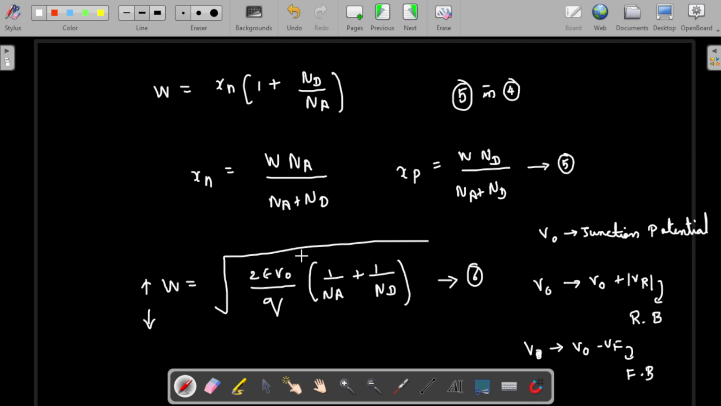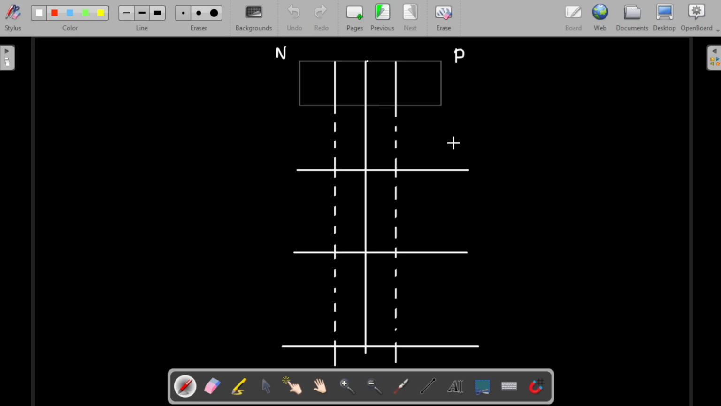So this is the square root. For a uniformly doped junction, we will be getting the square root. For non-uniform doping, there will be 1 by 3. Similar to that, if you try to do it for non-uniform doping, we will be getting 1 by 3. That is not needed in our syllabus of analysis, so we will skip those things.